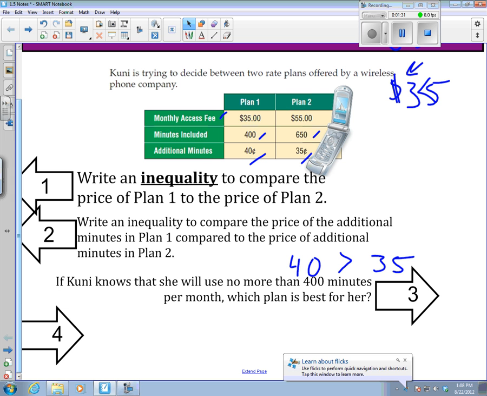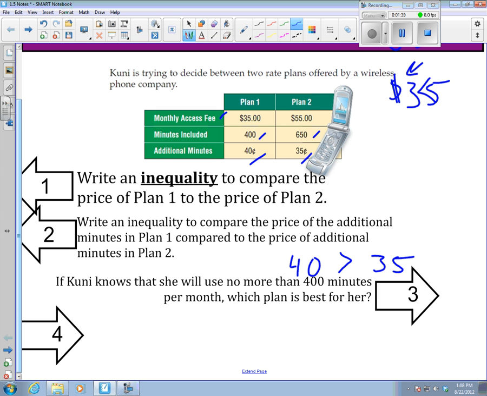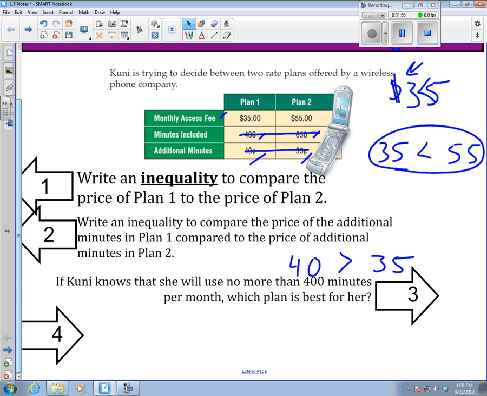number 3 here. Cootie knows that she will use no more than 400 minutes per month. Which plan is best for her? Well, if you use no more than 400 minutes per month, you're not going to worry about minutes included or the additional minutes. Definitely plan 1, which is $35, would be better than plan 2, which is $55. 35 would be less than the $55, so it would be cheaper.